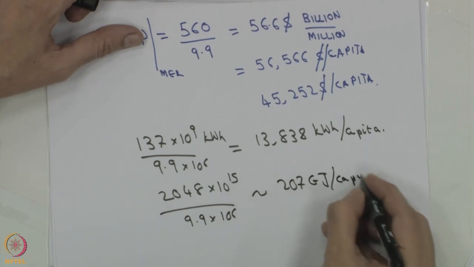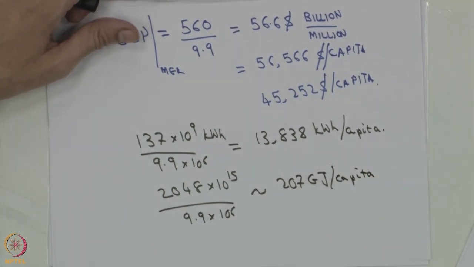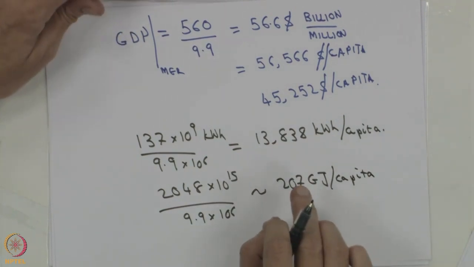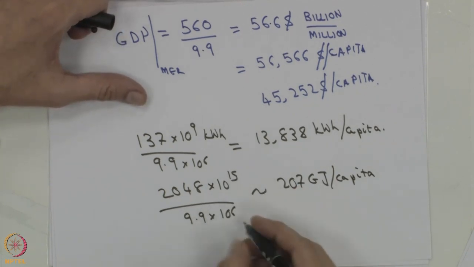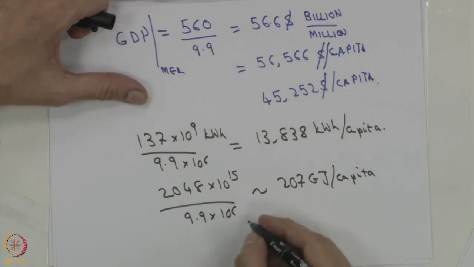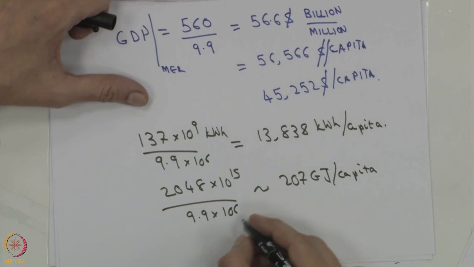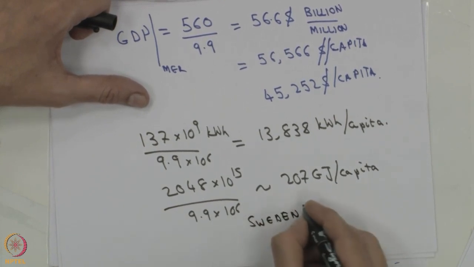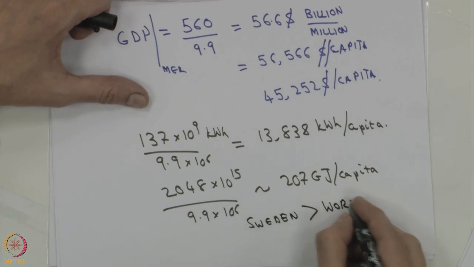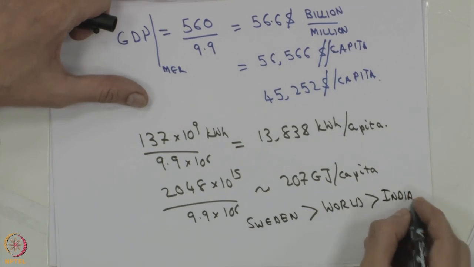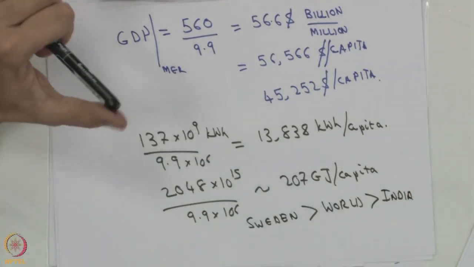capita. Now we can compare it with the primary energy per capita for India and the world, and you can see that the per capita primary energy supply for Sweden is greater than that of the world average and greater than that of India, which is as we expected, but we have been able to quantify.